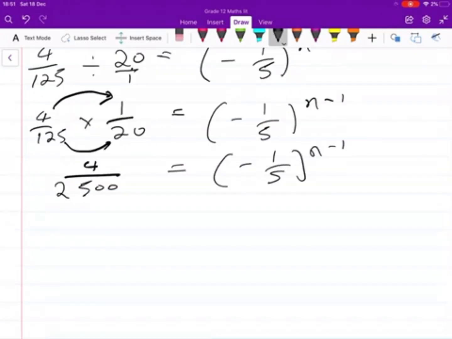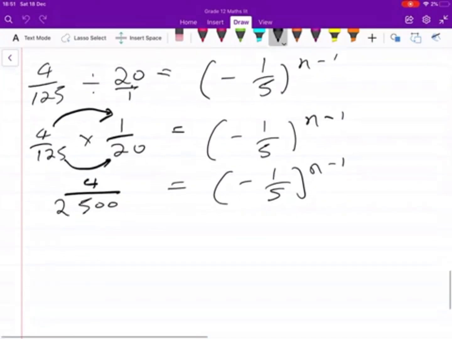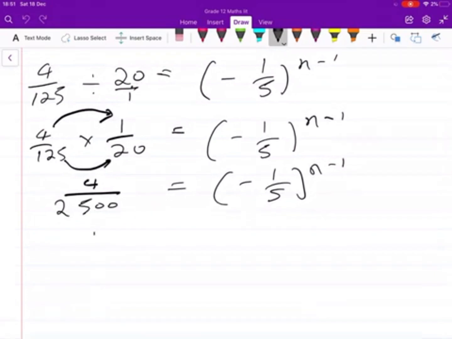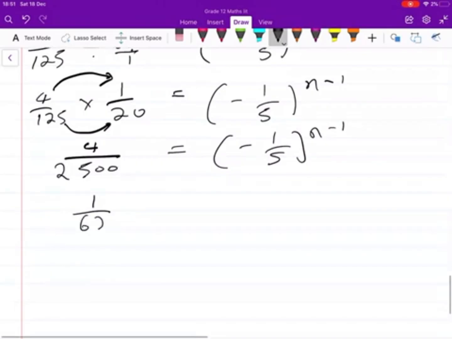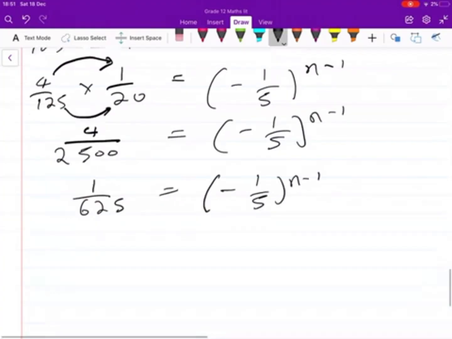Now in this scenario, how many times does 4 go into 4? It goes once. And I'm going to type on my calculator: what is 2,500 divided by 4? Well, it gives us 625. And of course, this is (minus 1 over 5) to the n minus 1.